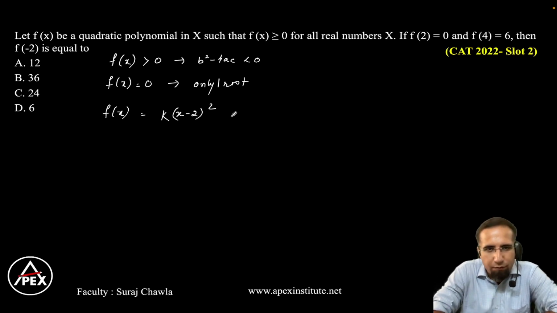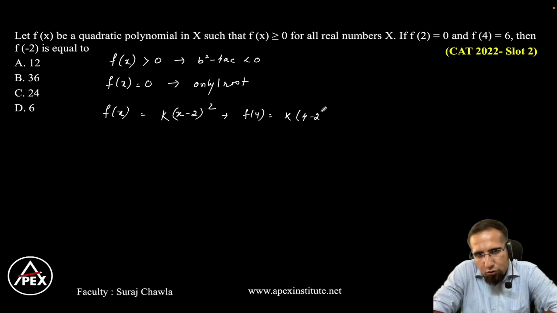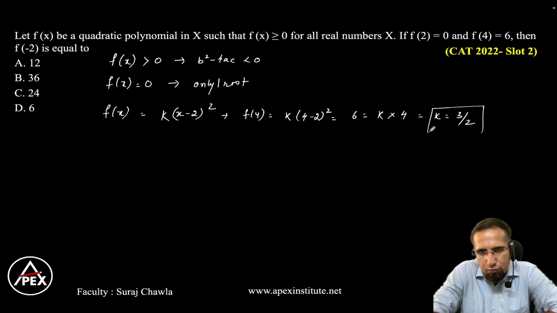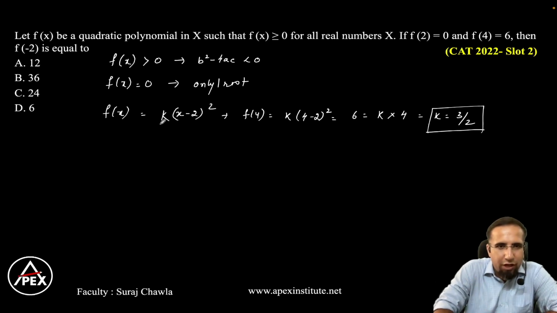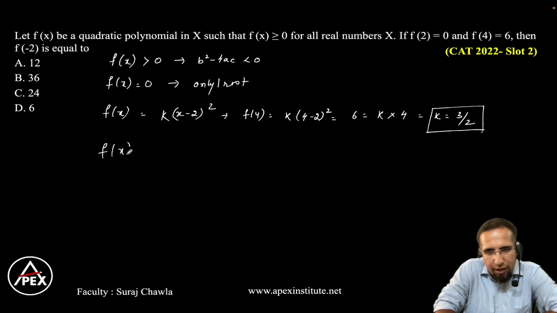So, now if I replace f of 4, what do we get here? We get f of 4 is equal to k into 4 minus 2 whole square, which is 6 is equal to k into 2 square, which is 4, or the value of k is equal to 3 by 2. So, what do we eventually have? We eventually have that f of x is equal to 3 by 2 into x minus 2 whole square.